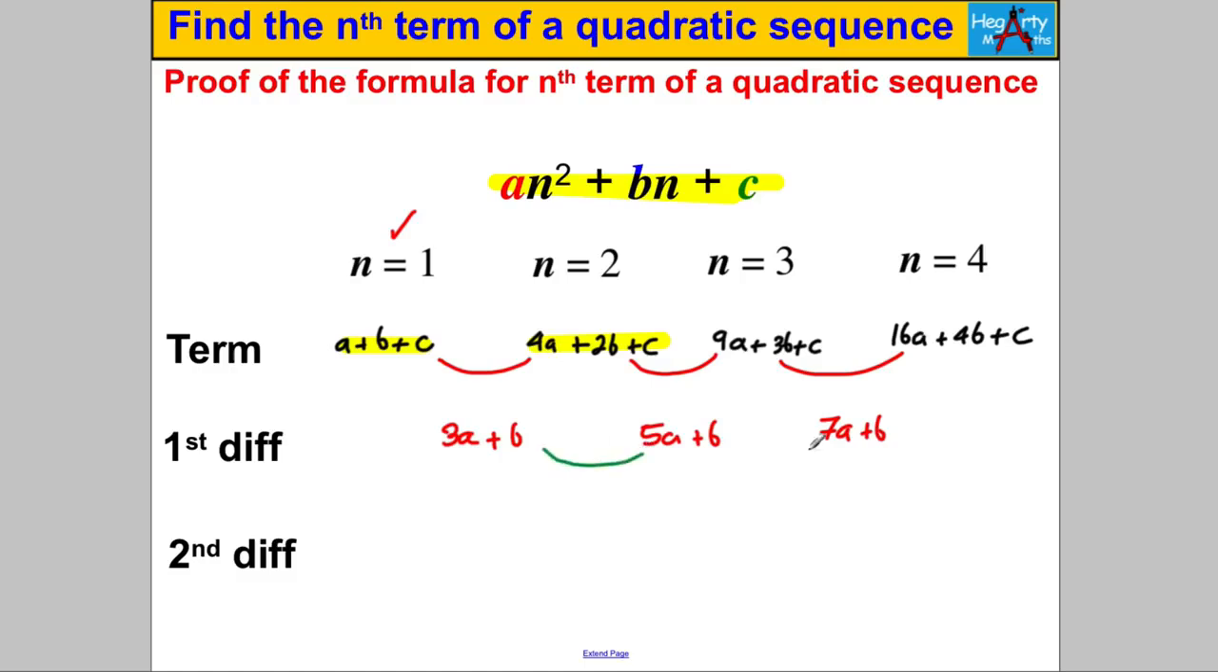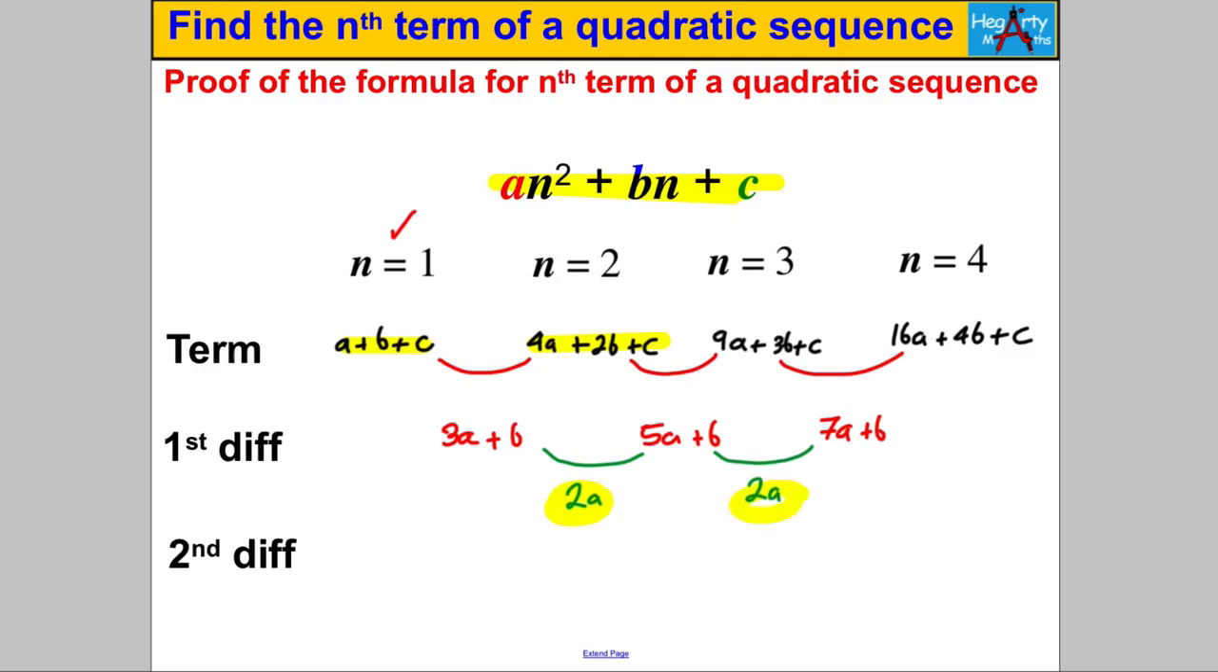Let's subtract these two. 5a add b take away 3a add b. 5a take away 3a is 2a. B take away b is nothing. 7a plus b take away 5a plus b. 7a take away 5a is 2a. B take away b is nothing. And look, the magic has happened.